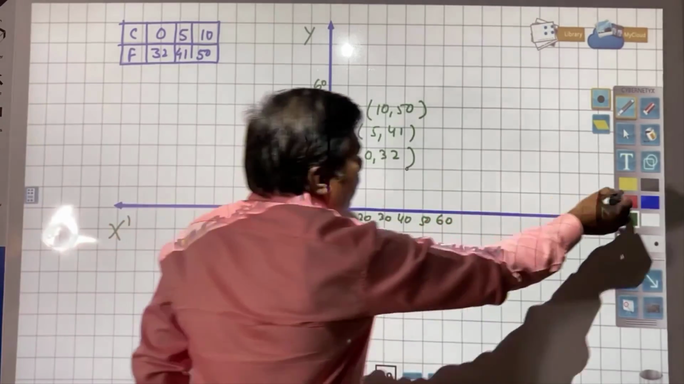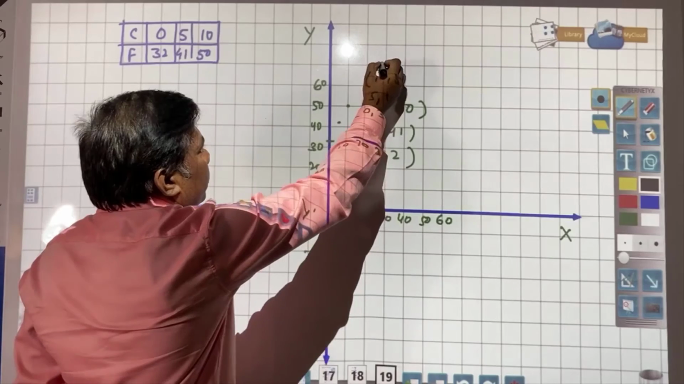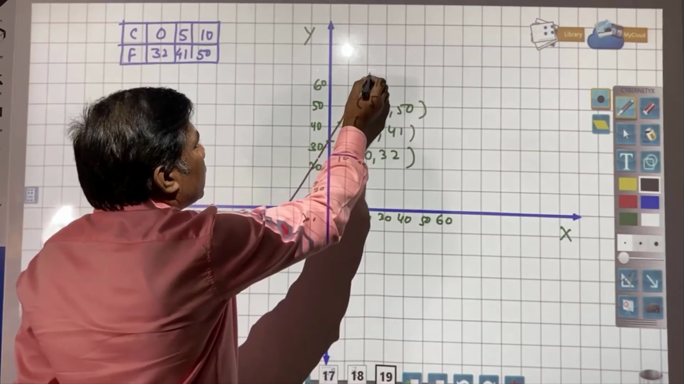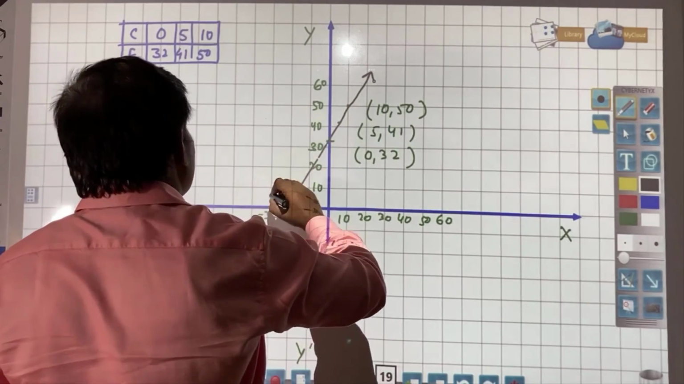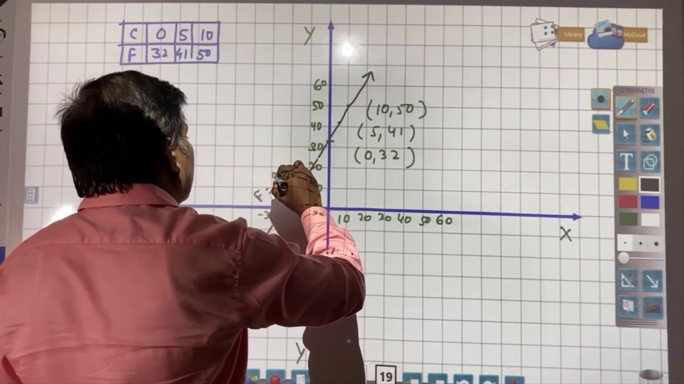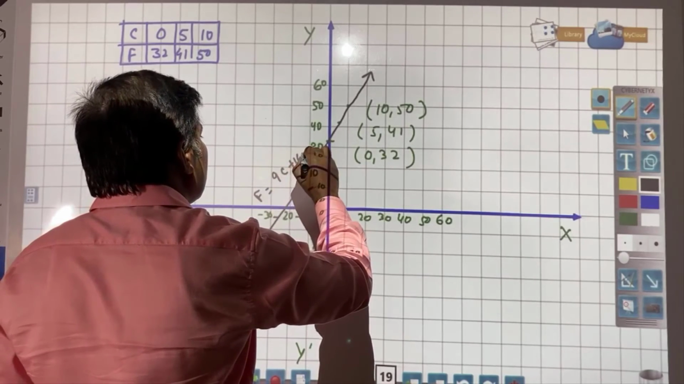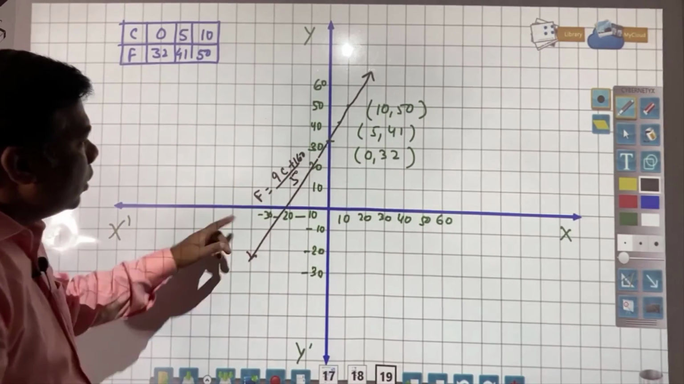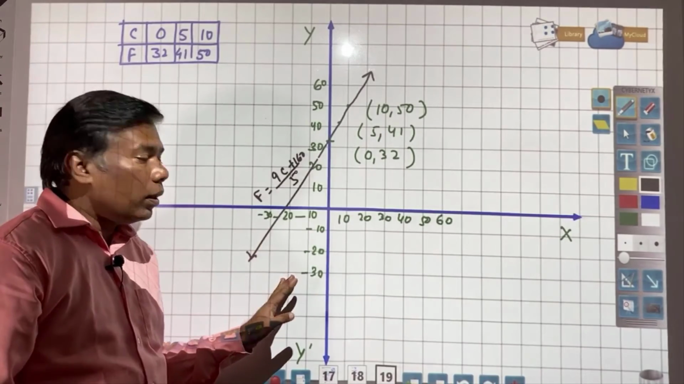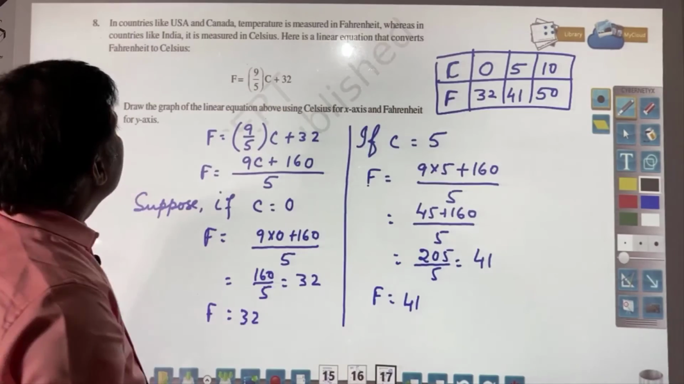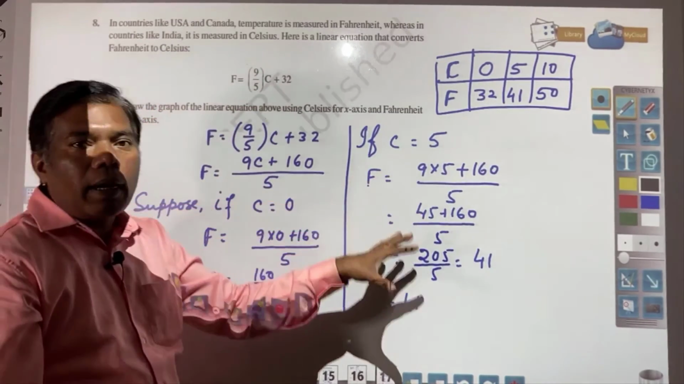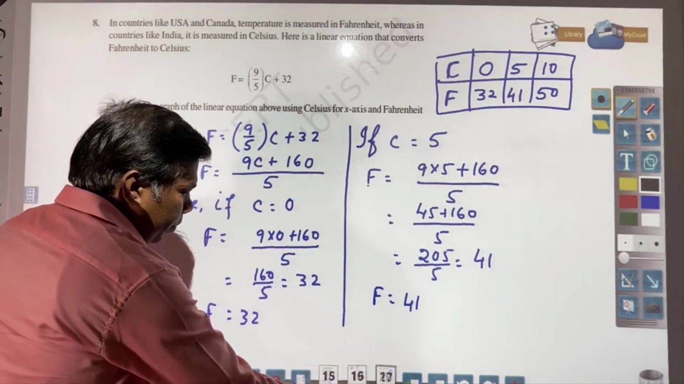Now this is required to be joined. Here you see, in a proper way, a ruler is required to be used to join this. This equation is F is equal to 9C plus 160 by 5. This is your equation, or in the book, whatever equation has been written, that we can write. So in this way the graph is required to be plotted. Your equation was F is equal to 9 by 5C plus 32, and for this you have plotted the graph. Next question we will see.